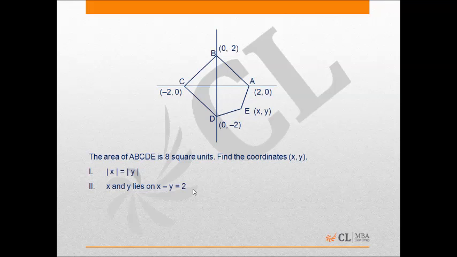This DS question says that the area of ABCDE is 8 square units. Find the coordinates of XY. If I join AD here, right, now you can clearly see that the area of triangle OAB is half into 2 into 2, which is nothing but 2 square units. Similarly for this it is 2, this is 2, and this is also 2. So it is clear that the area of ABCD is 2 plus 2 plus 2 plus 2, which is nothing but 8. And the question says the area of ABCDE is also 8. The only possible case here is that E lies on AD.